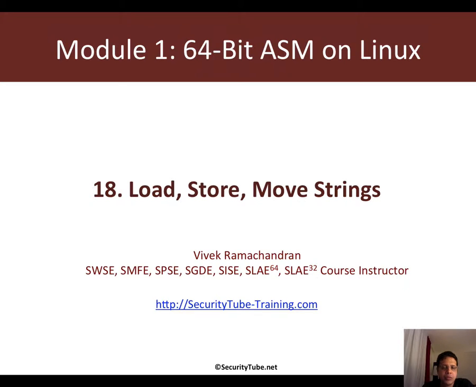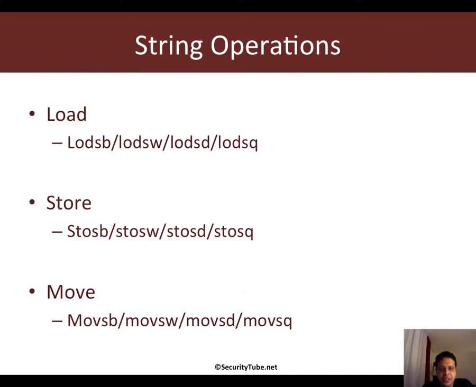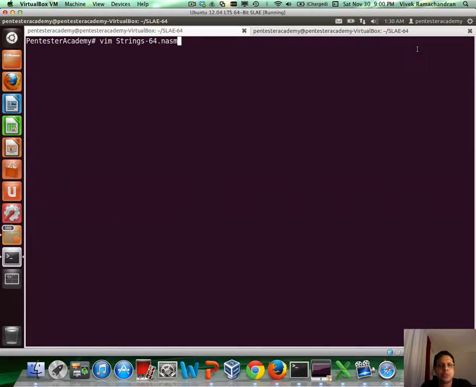Now in this video, we will look at loading, storing and moving strings using assembly language. Primarily, these three instruction sets are very interesting and useful from a string operation perspective. Each of these has four possibilities. As an example, for load you have LODSB to move a byte, LODSW to move 2 bytes, LODSD to move 4 and LODSQ to move 8. Similarly, you have store and move as well, and when we look at the source code, I will explain the differences. So let's jump right in and open the file.